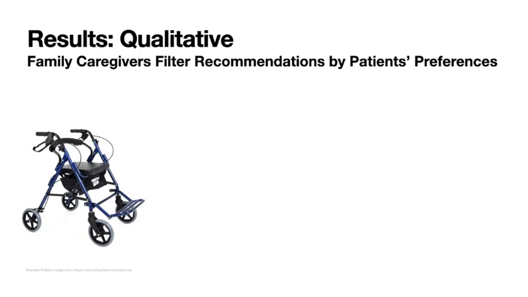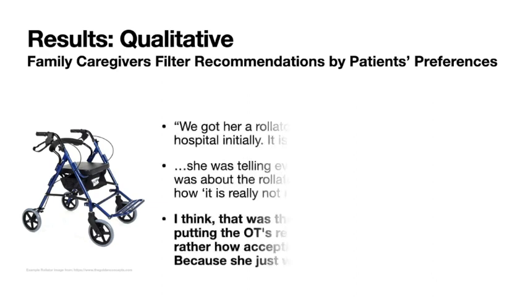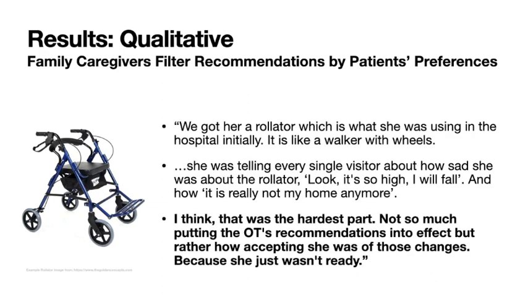First, we found that the caregiver exercises judgment based on their understanding of the patient, filtering a recommendation that they perceive to be inapplicable. Here we have an example where the therapist recommended a rollator to the patient as a mobility aid. When the caregiver attempts to implement the therapist's recommendation, she faced resistance from her mother, the care recipient.